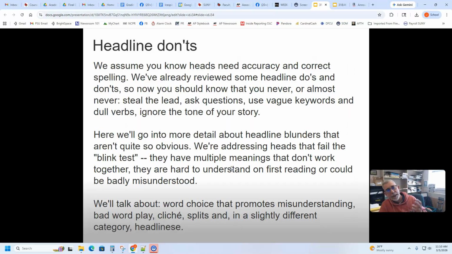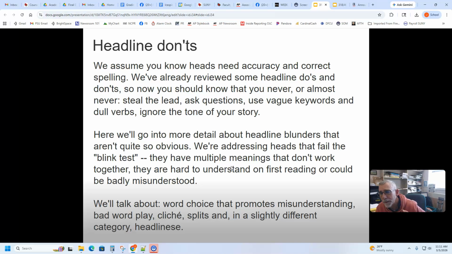Yes, headlines have to be accurate, with correct spelling and correct punctuation, following the headline rules. I already looked over the headline do's and don'ts. You don't want to use vague keywords or dull verbs, and you don't want to ignore the tone of your story. It's quite true. But there are other headline blunders besides just the stupid ones we just saw that aren't quite so obvious. This is me talking about the blink test. If they have multiple meanings, it's like, what? Is that what you meant? Or they don't work because they're just too clever and therefore hard to figure out.